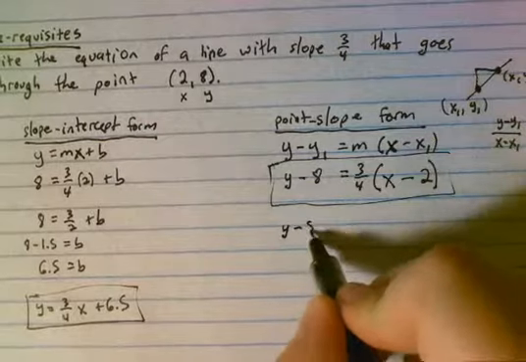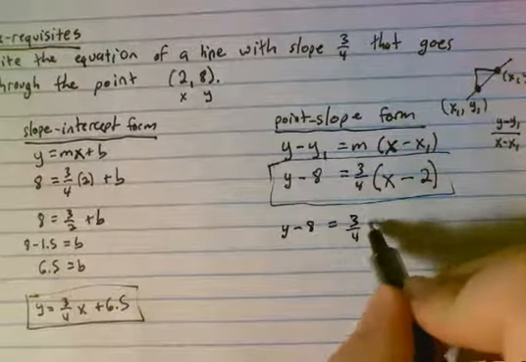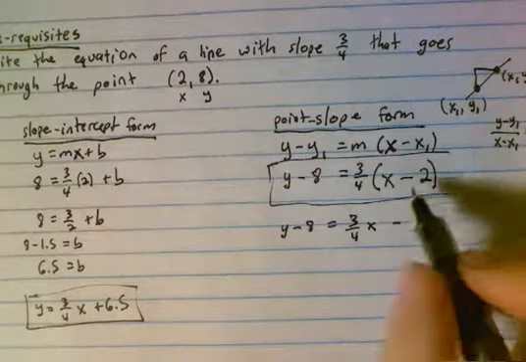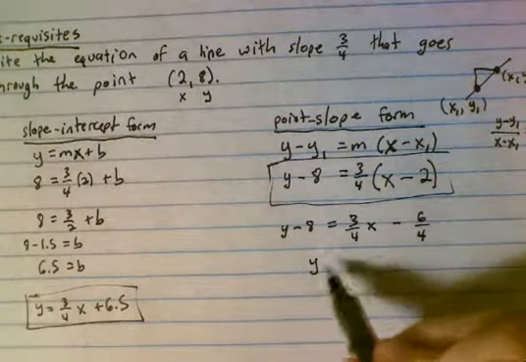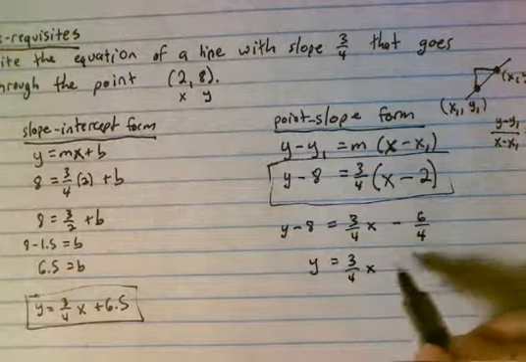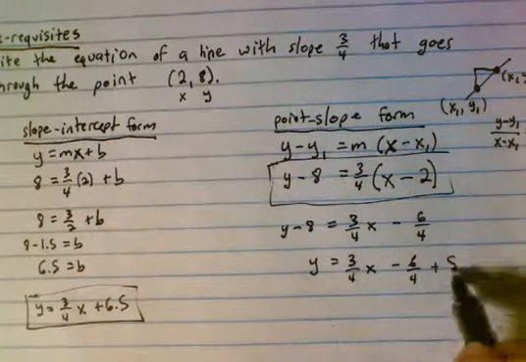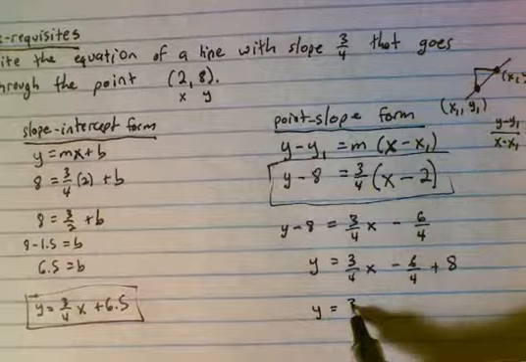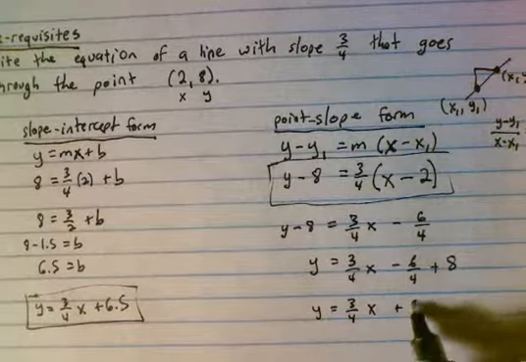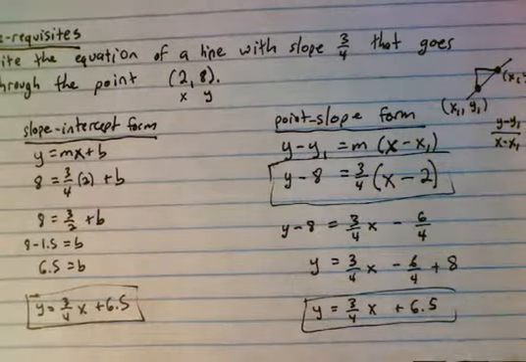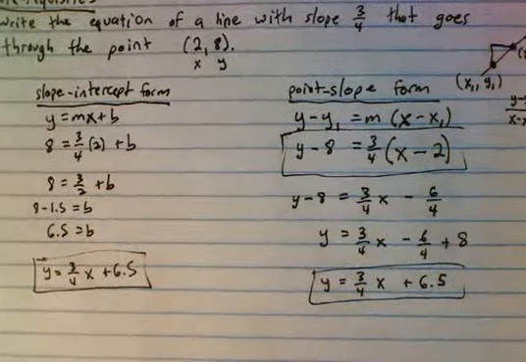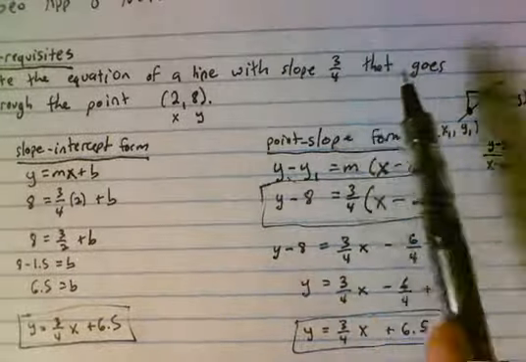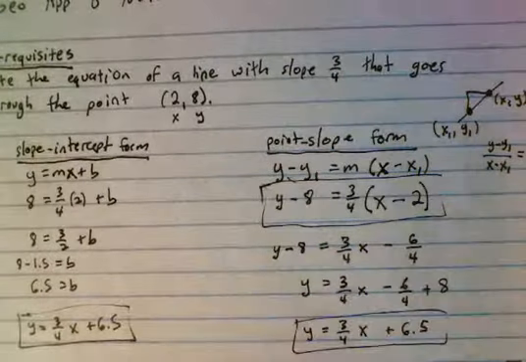So we're going to do y minus 8, distribute that 3/4, 3/4 x minus 3 times 2 is 6, 6/4. y equals 3/4 x minus 6/4 plus 8. And when I simplify that out, I get the same thing that I did over here. So this is the basic mechanics of what we're doing. All we're going to be using calculus for is to figure out what the slope is of the line that we're working with, and occasionally to figure out what the points are.